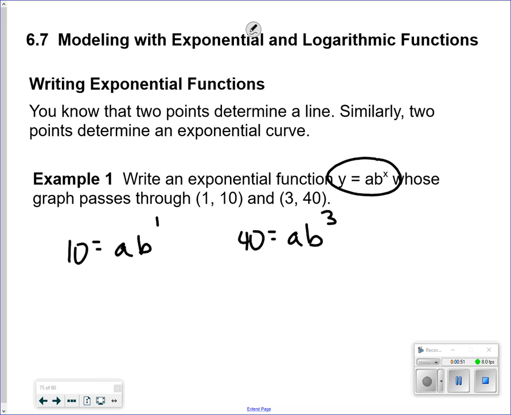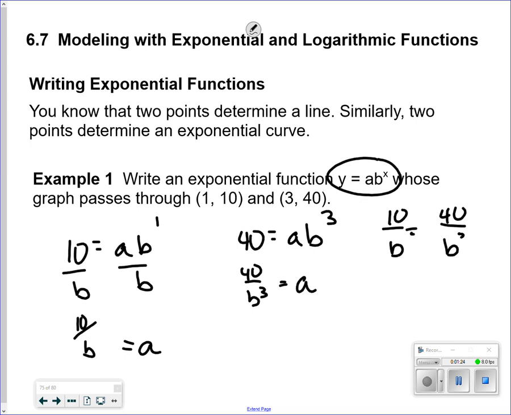Now, previously we've done things like substitution and elimination. So I'm going to do this as a substitution question. I've divided by b, and so a would equal 10 over b. Then I'm going to do the same thing over here and solve this one for a. Because I'm trying to find one curve that goes between both of these points, a in one equation needs to equal a in the other equation. So now I have 10 over b equals 40 over b cubed. Well, this is a proportion, going back to your Algebra 1 days, in which you would cross multiply.